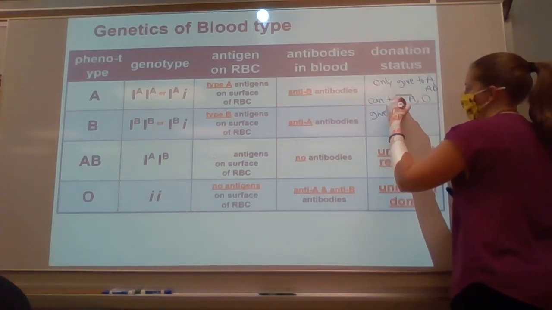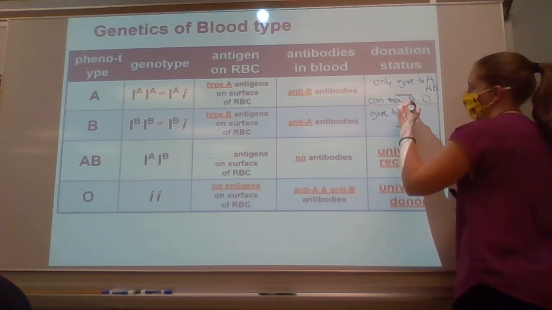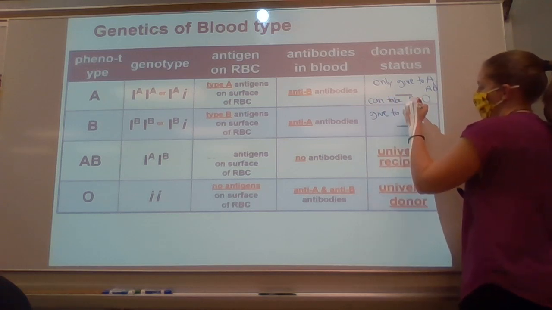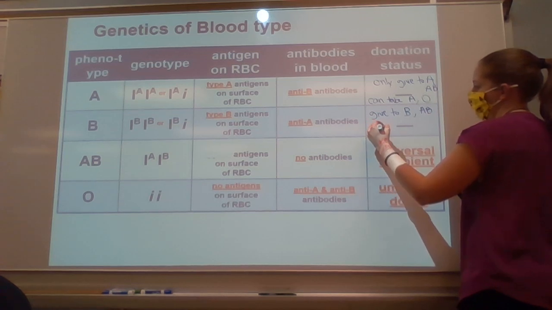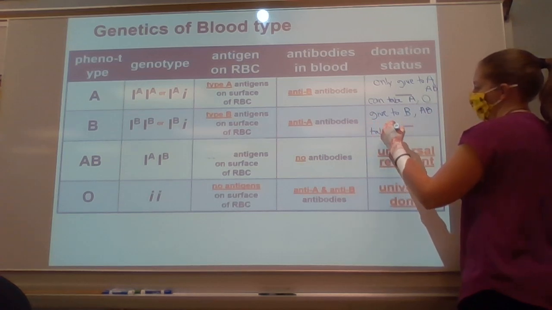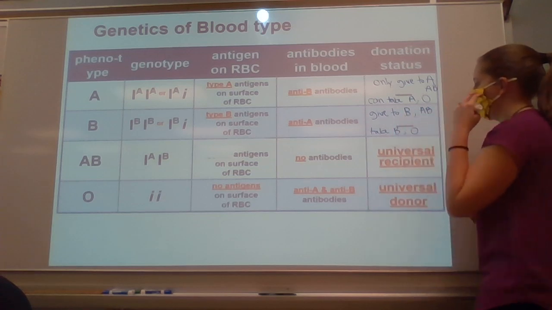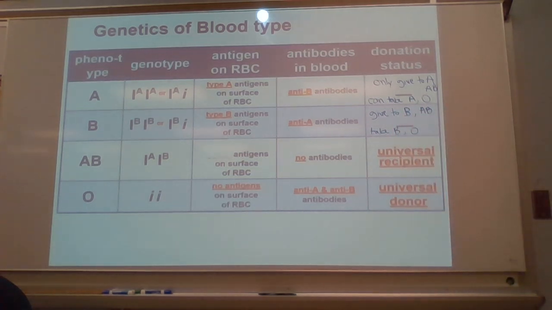not to A, but to B, or you could give it to AB, but you can only take it from B or O. It's kind of the opposite of if you have A blood type. If you have type AB blood, there's only one possible genotype. You have to have both the A and the B allele.